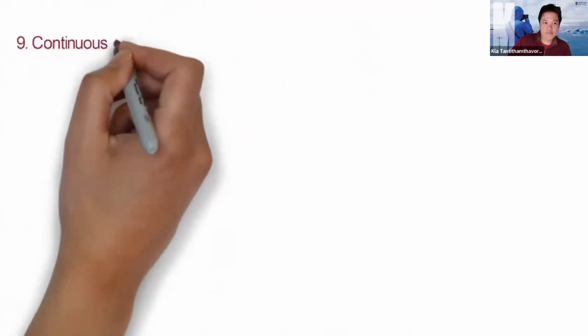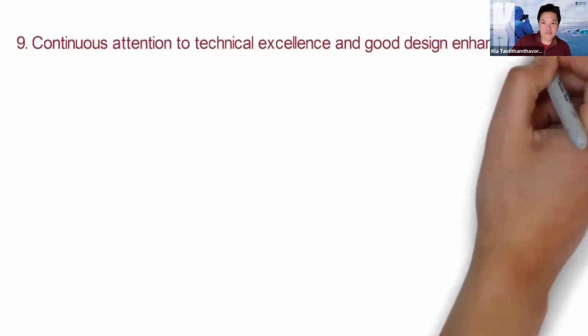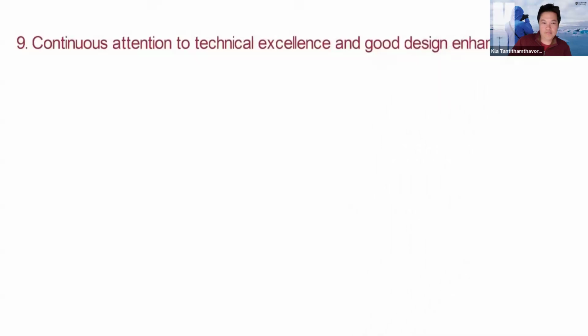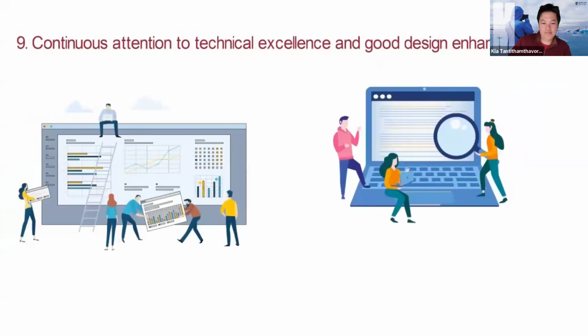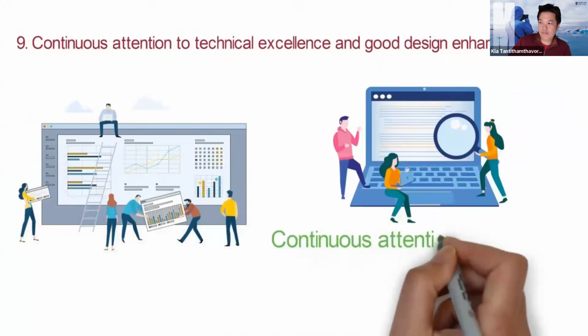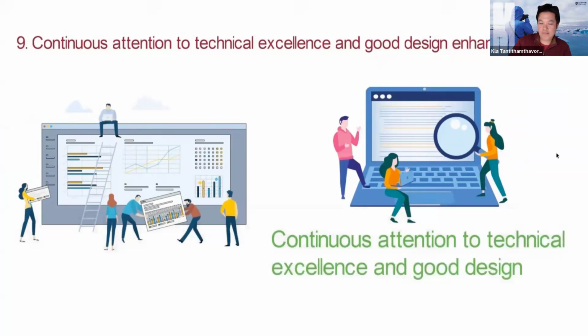Ninth principle. Continuous attention to technical excellence and good design enhances agility. Agile focuses on development of software like a craftsmanship, rather than just working on a regular task. Continuous attention to technical excellence and good design helps in bringing this craftsmanship to the project.